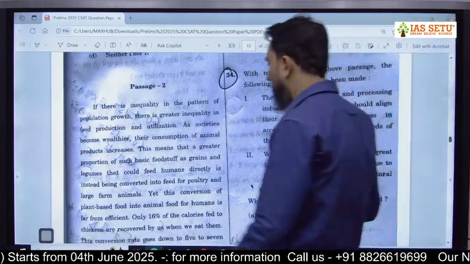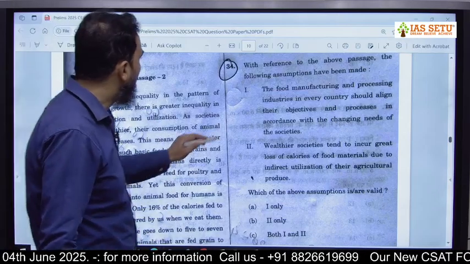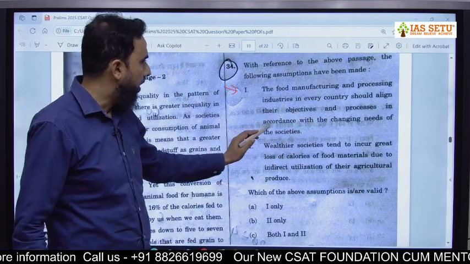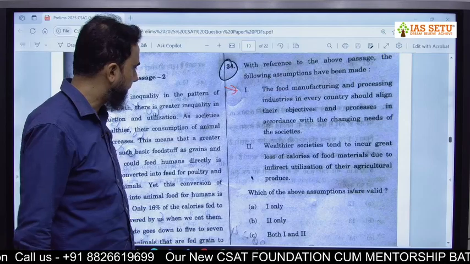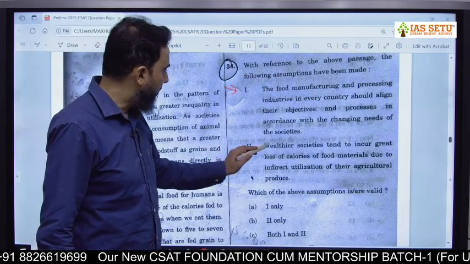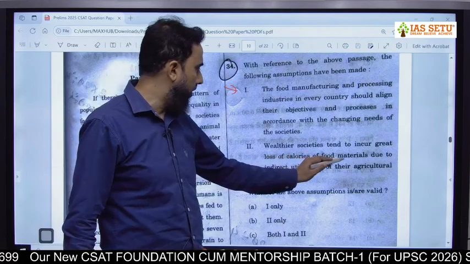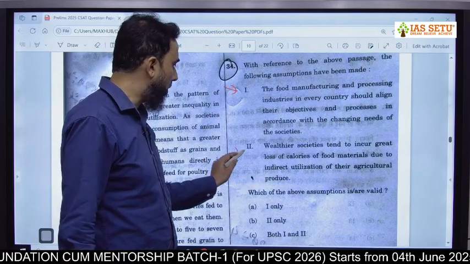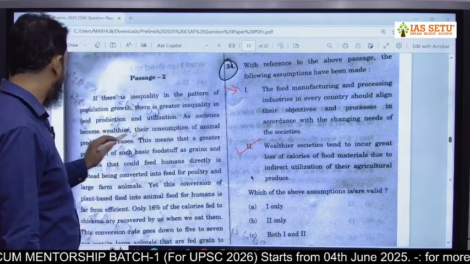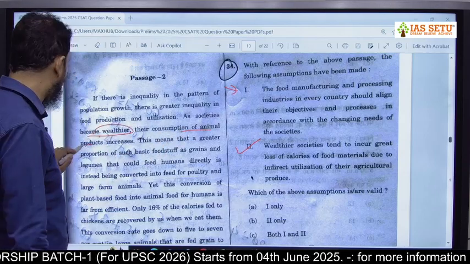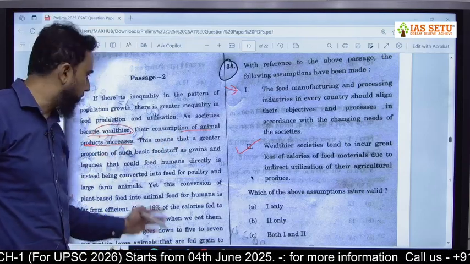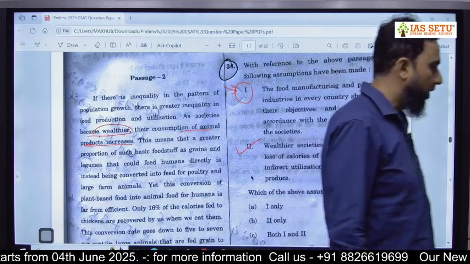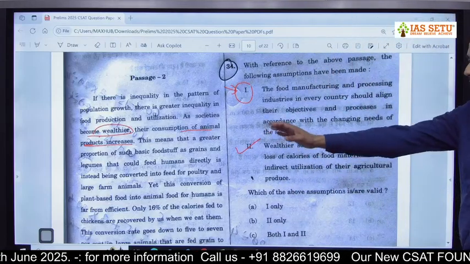Next question is of assumption, question number 34. The first one: the food manufacturing and processing industry in every country should align their objectives and processes in accordance with the changing needs of the societies. And second: wealthier societies tend to incur great loss of calories of food materials due to indirect utilization of their agricultural produce. There is no doubt about the second one. It directly follows. The author has said that as societies become wealthier, consumption of animal products increases, and the problem with animal consumption is given here. The challenge is in the first statement.